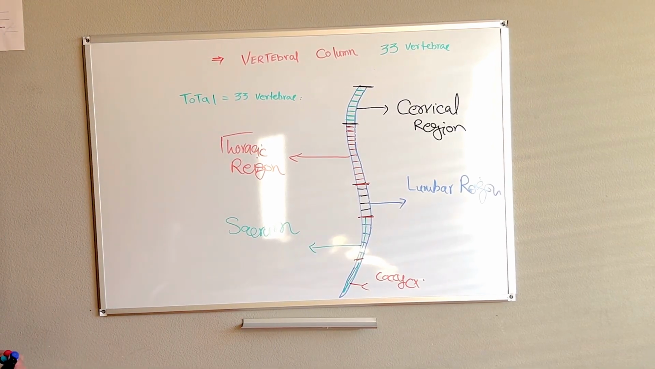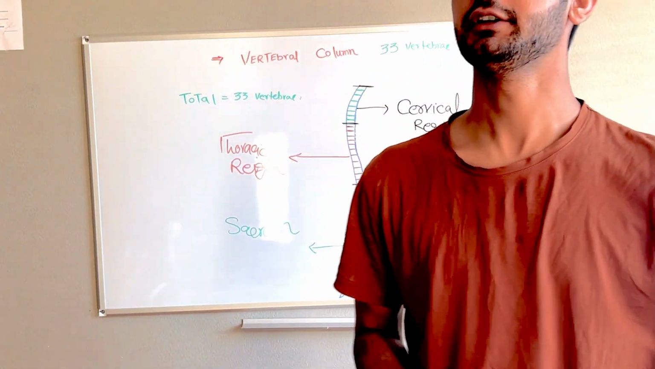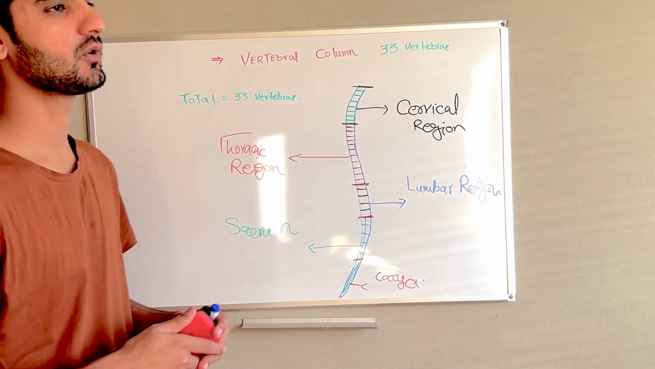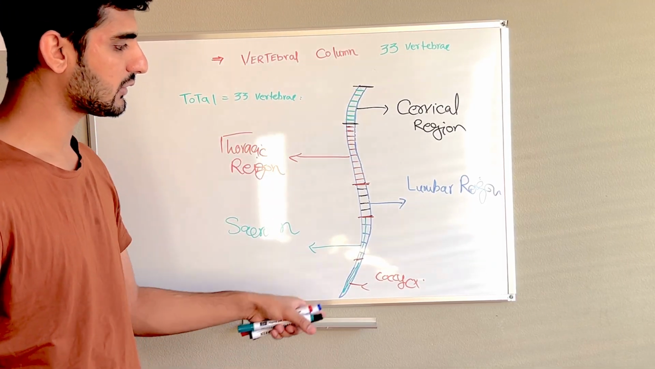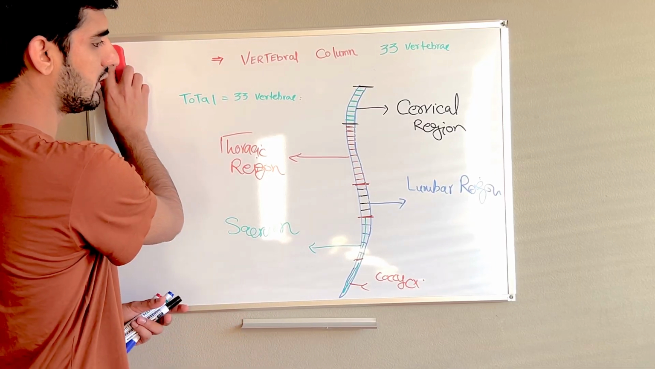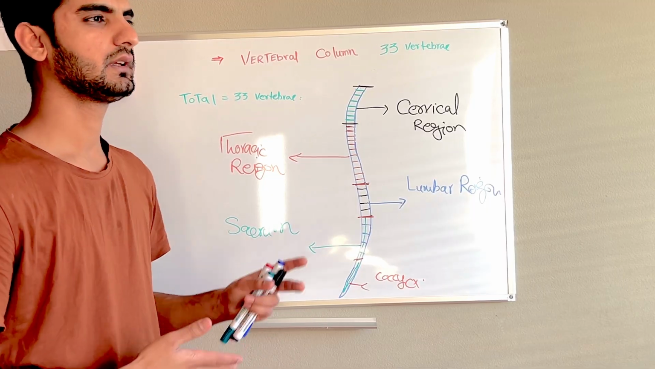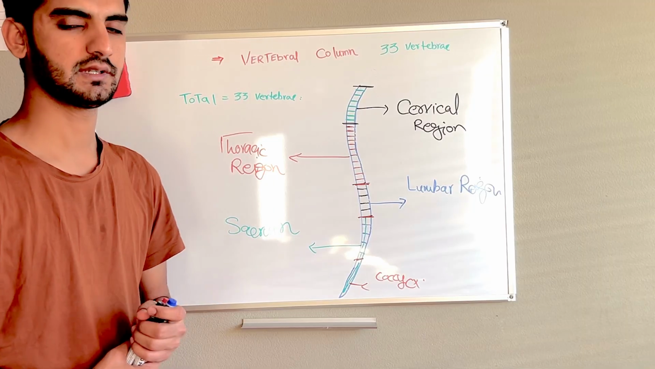Hello guys, everyone. Today we're going to discuss the first topic in osteology: the vertebral column. We will discuss each part. This is the vertebral column structure. We're going to discuss the vertebra structure in the cervical region, thoracic region, lumbar region, sacrum region, and coccyx region.